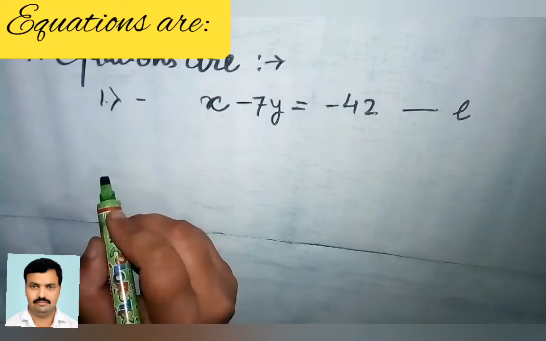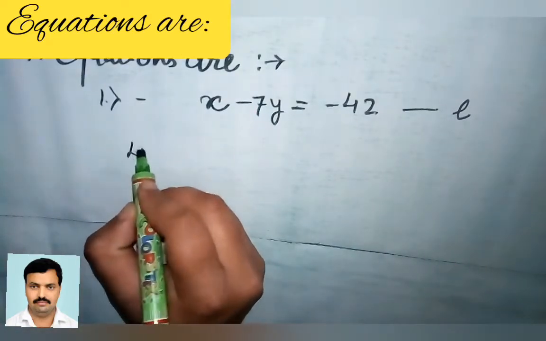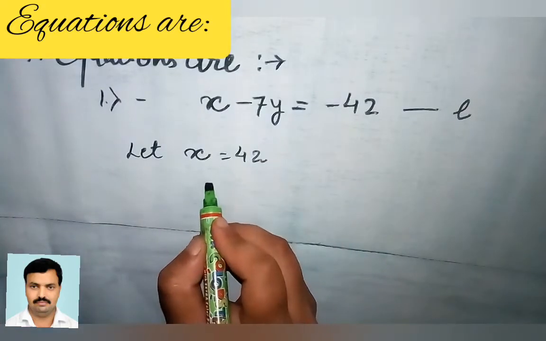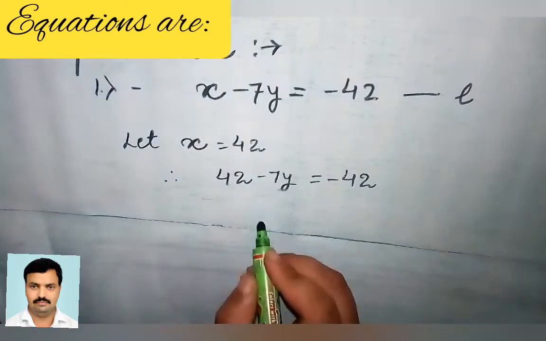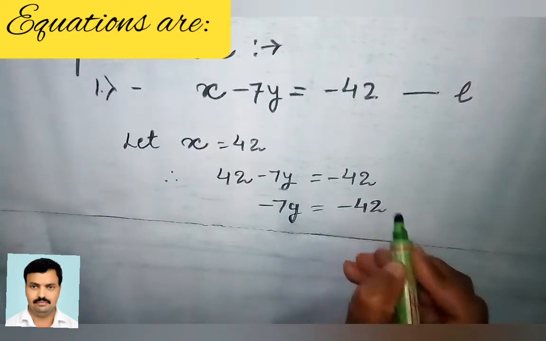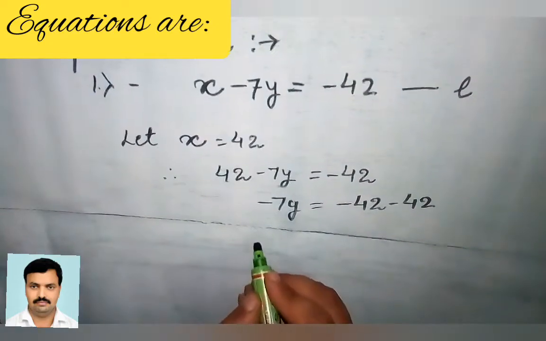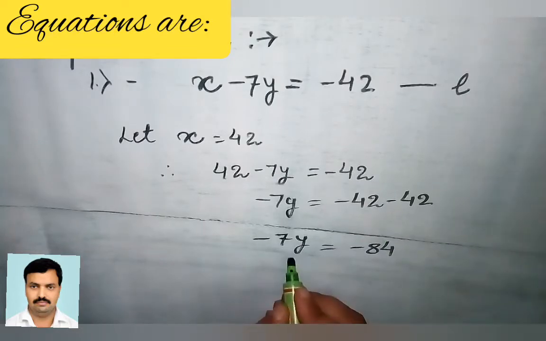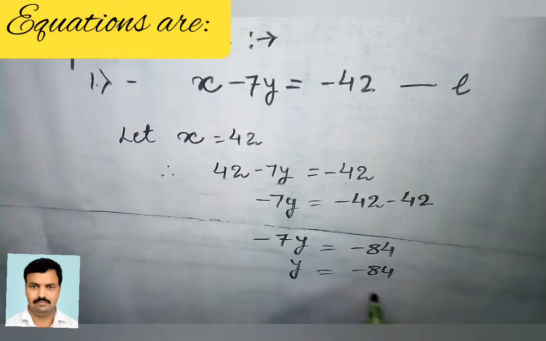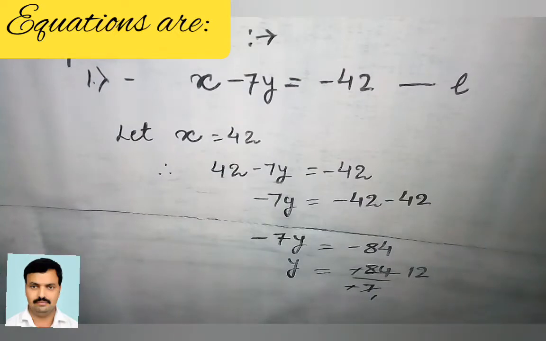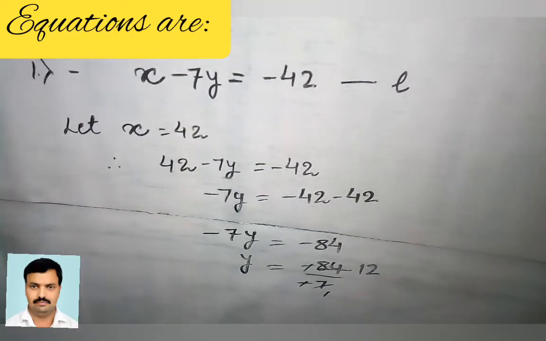So for the solution, suppose the value of one variable. Let us suppose x equals 42. Remember, I am taking slightly large numbers so that it will be clear to you. So from here, minus 7y equals minus 84, and y will come equals minus 84 upon minus 7, that is 12. So here you are supposing the value of one variable and you are finding the value of the other variable.